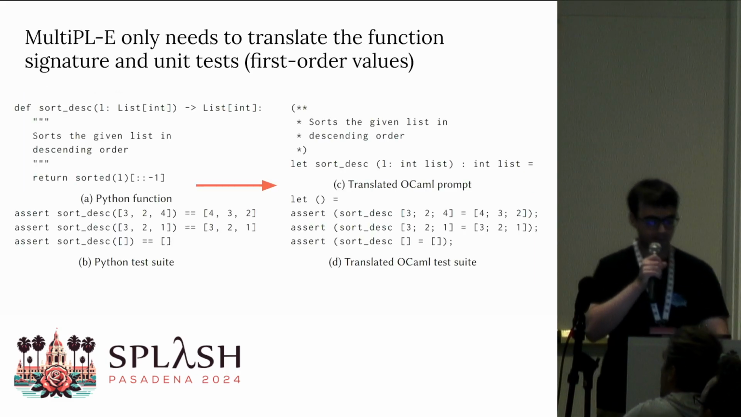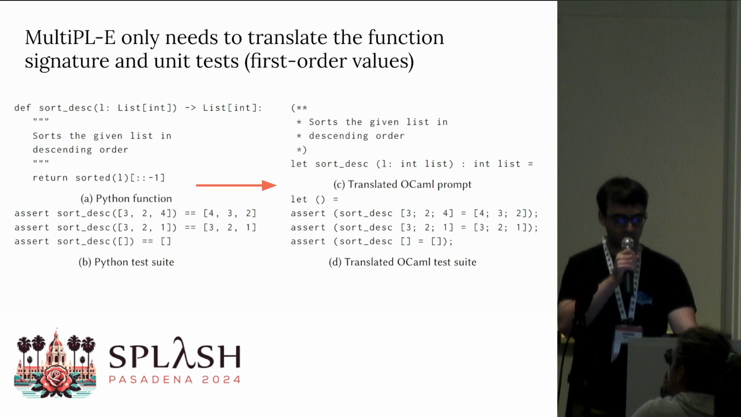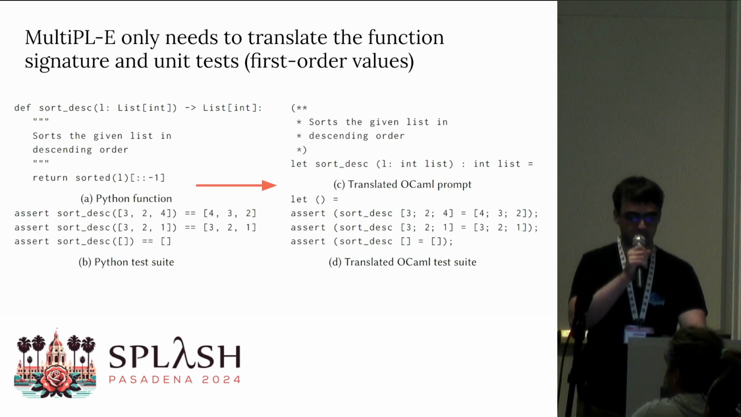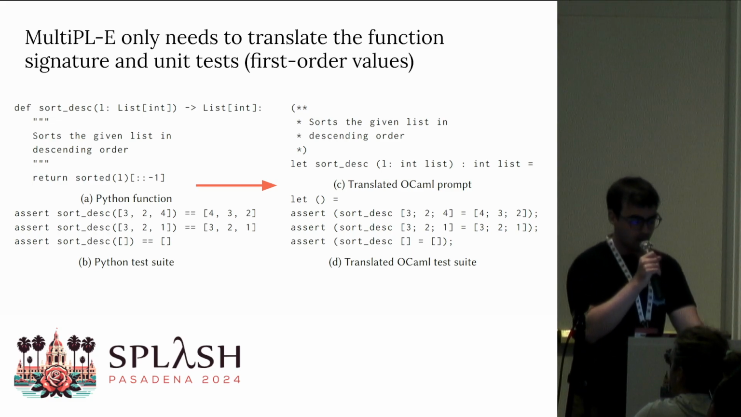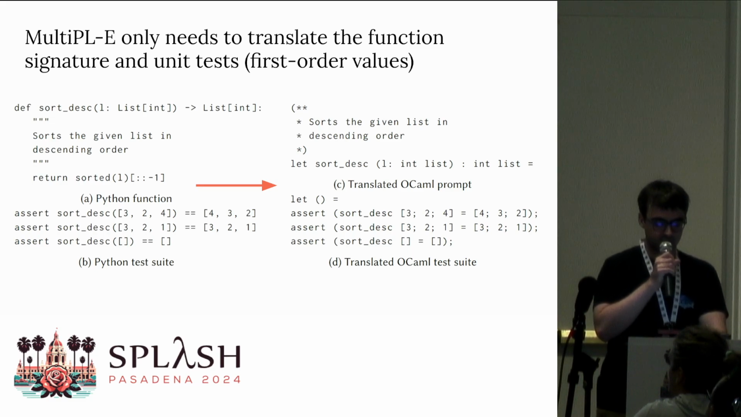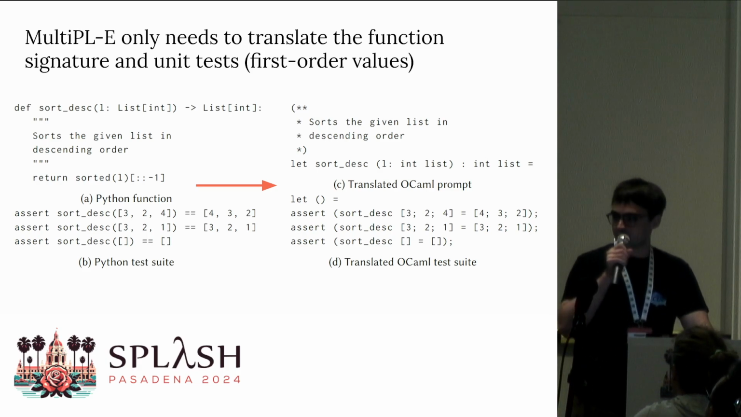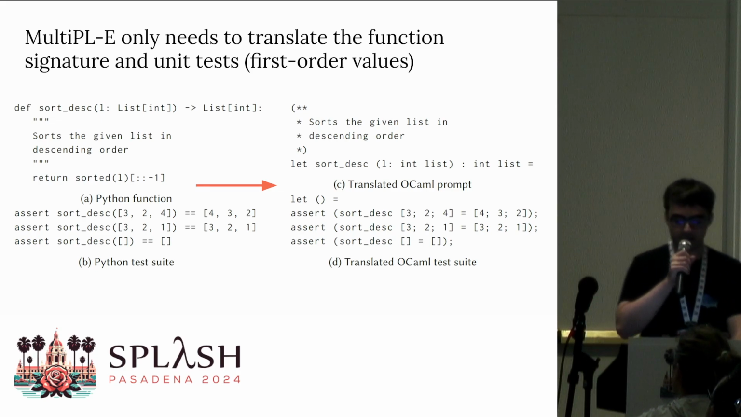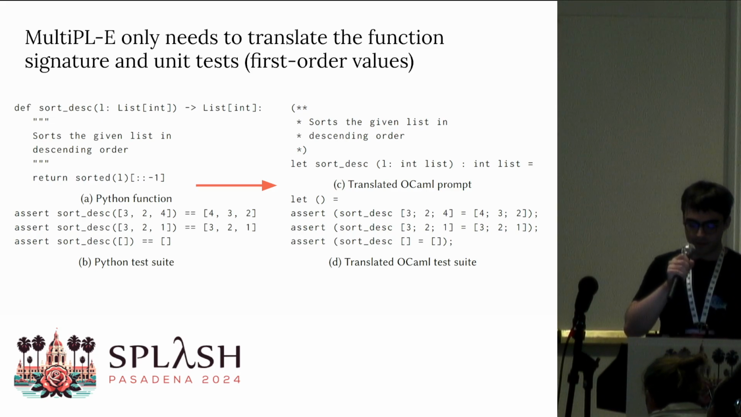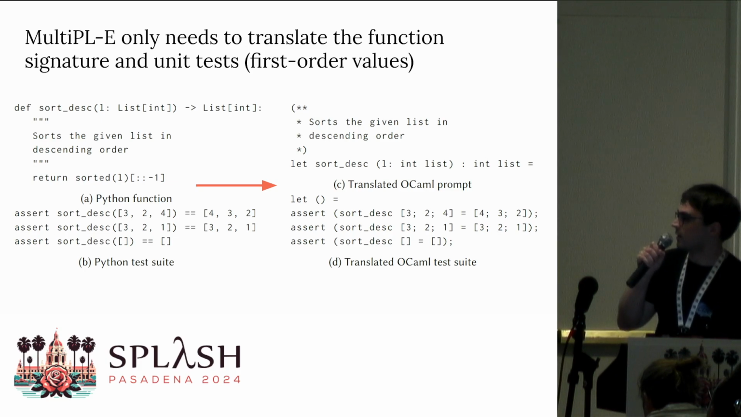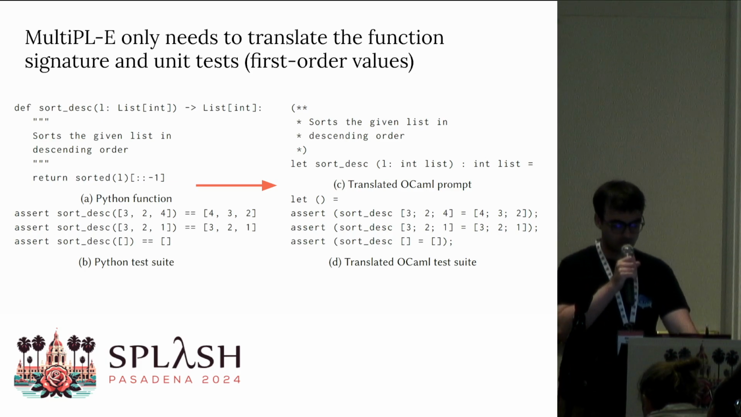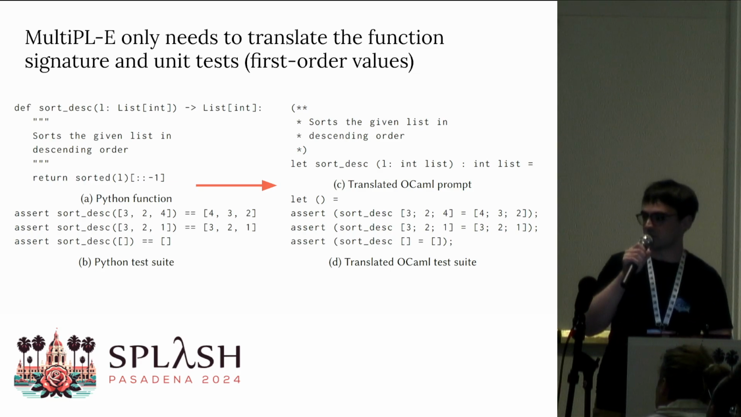And because of this setup, we actually don't need the function bodies. They are just there for reference. And MultiPL-E exploits this fact, and you only need to translate the function signature, docstrings, and tests into the target language. And since the tests are mostly first-order values, this translation is quite tractable.